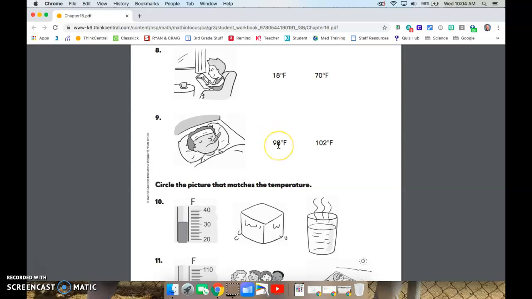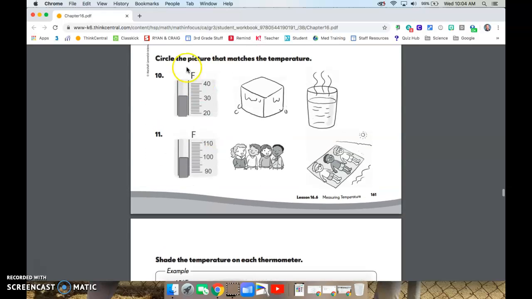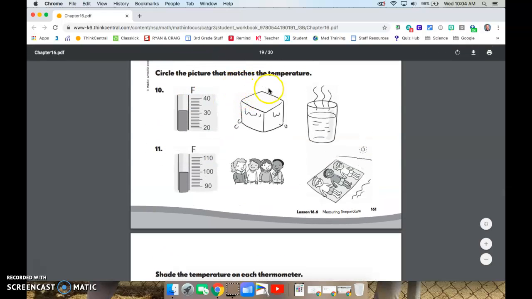But 98 degrees is around our body temperature. At 102 degrees you are considered to have a fever. Like that's the one where you've got to stay at home. So 102 is this one. You are sick. All right, circle the picture that matches the temperature.